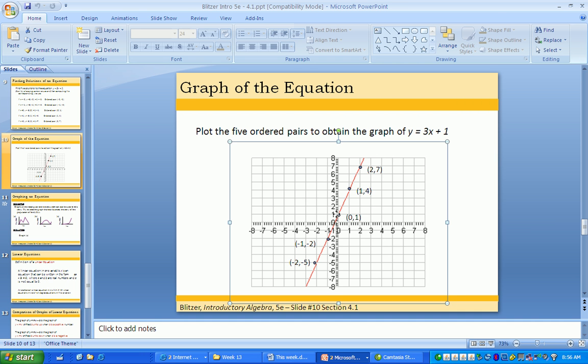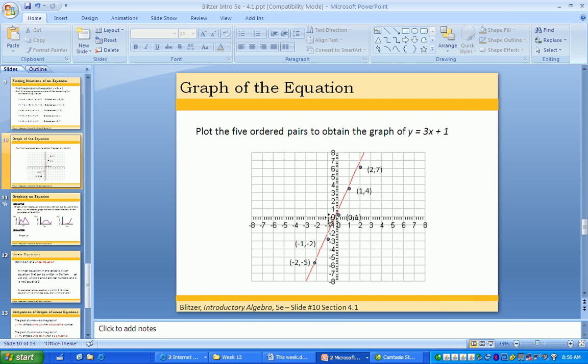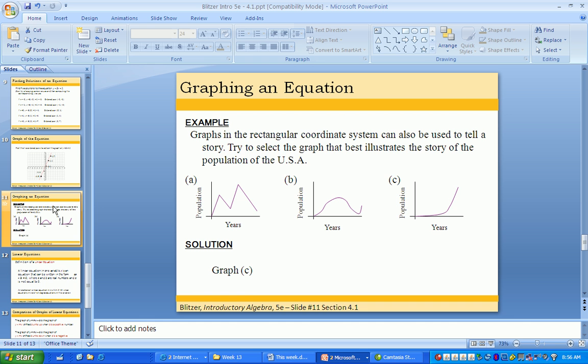So let's see if a graph can actually tell something about problems, and this is where it gets really helpful. Graphs in a rectangular coordinate system can be very useful in telling a story. Try to select the graph that best illustrates the story of the population of the United States. Well, we know as the United States has grown, we have definitely increased our population, and it's really increased in the past few years. So we see years down here. As years go by, in this one the population increases, but then it decreases. I don't remember ever hearing about a decrease in population in the United States, so this one doesn't work.